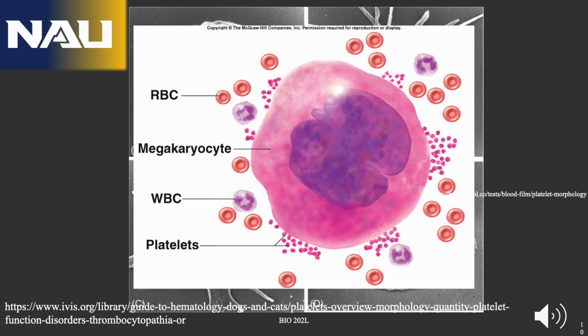Platelets are formed by the fragmentation of megakaryocytes in the bone marrow. These giant cells produce platelets by duplicating without dividing, resulting in cytoplasmic fragments that become individual platelets, which are then released into the bloodstream. There are many pathologies associated with platelets.